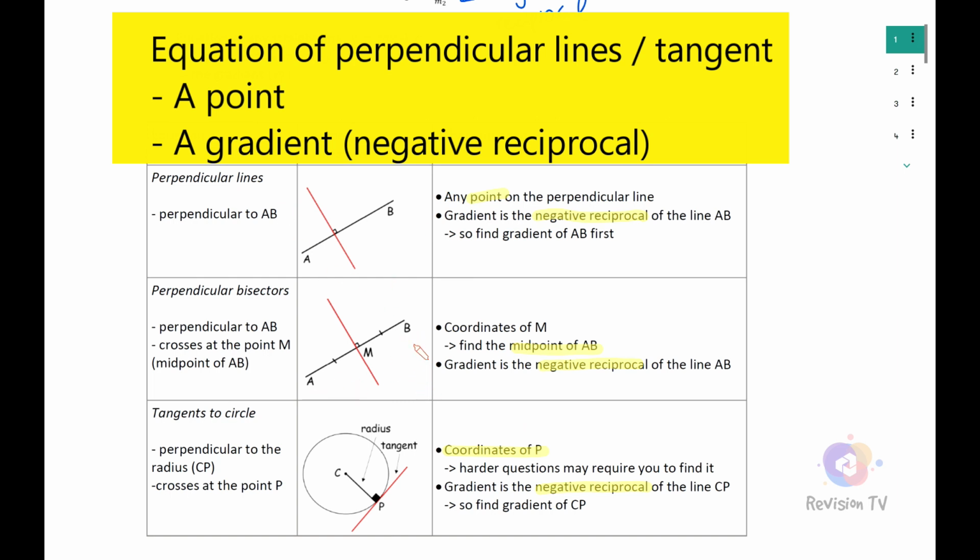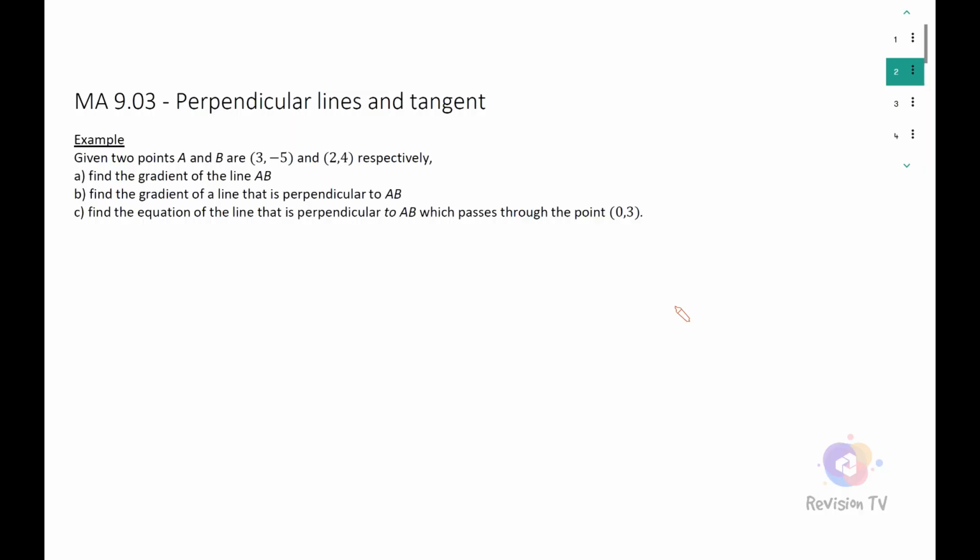All right. In the first example, I'm going to introduce you slowly from two points all the way to a line that is perpendicular to the two points. Given two points A and B are (3, -5) and (2, 4) respectively.